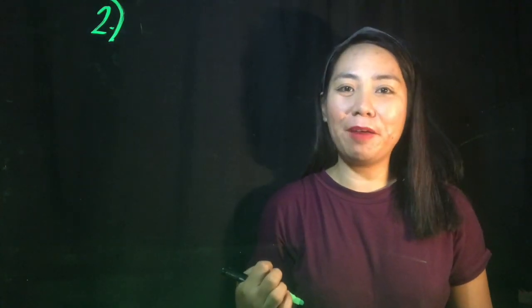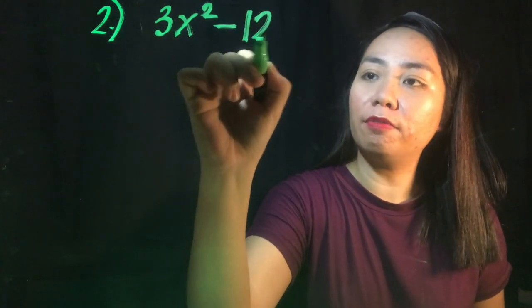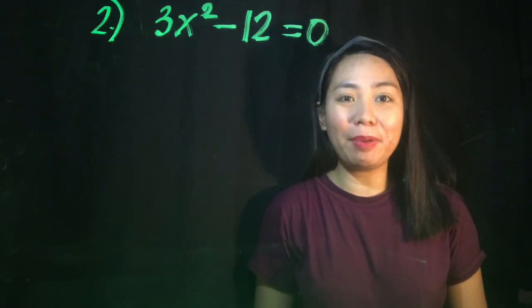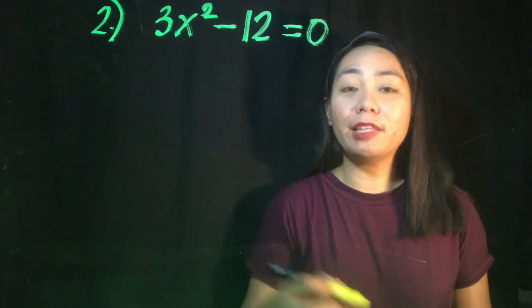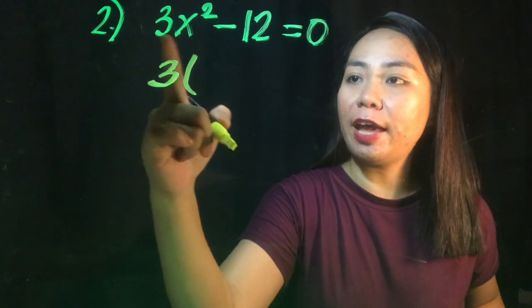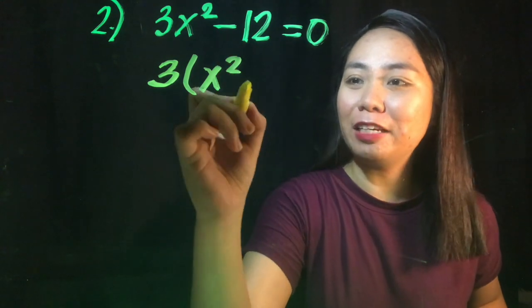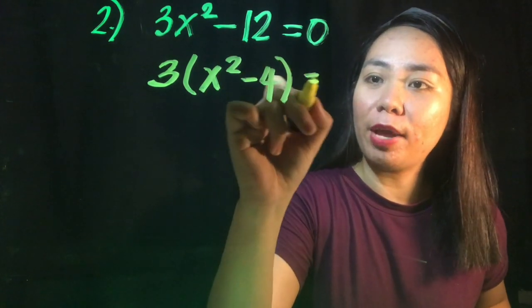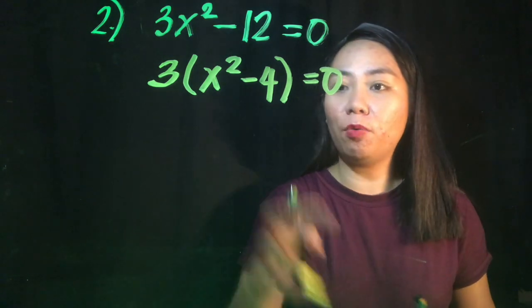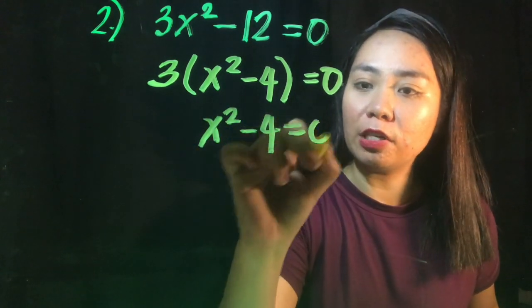For our second problem, let us solve 3x squared minus 12 equals 0. Yes, ang una po natin gawin ay hanapin ang greatest common factor. And our greatest common factor here is 3. So we are now having here 3x squared divided by 3, x squared. Negative 12 divided by 3 is negative 4. And again, equate it to 0. So since simplified na yung problem natin, wala namang variable dito, we can now solve this one. X squared minus 4 equals 0.